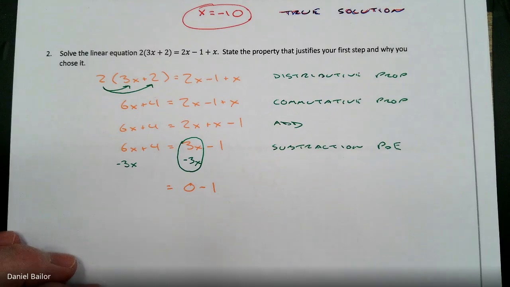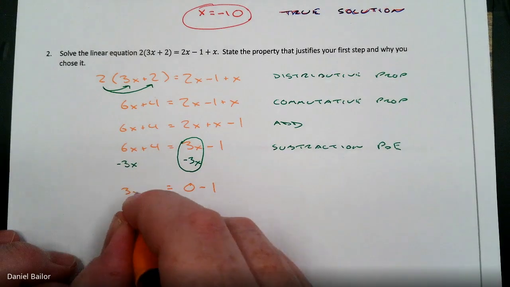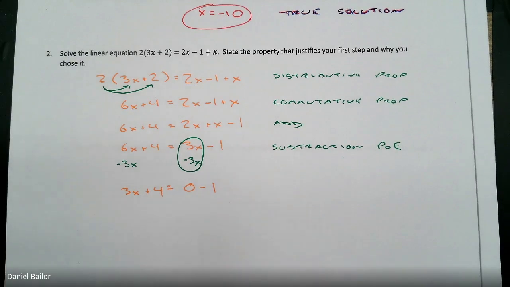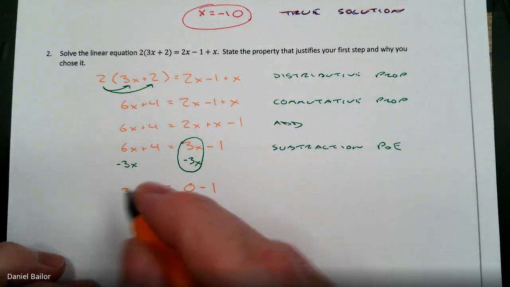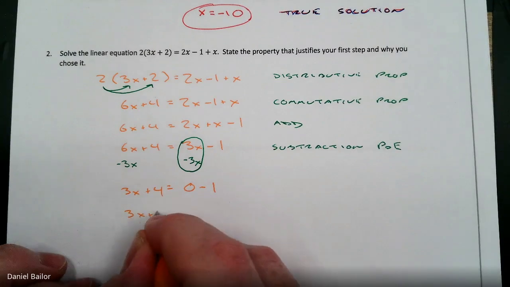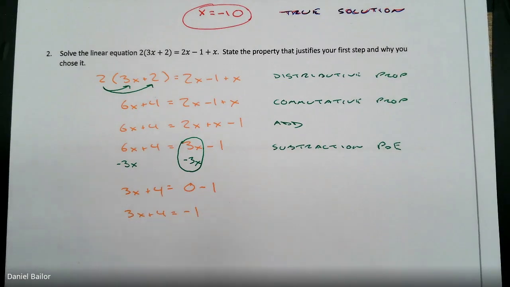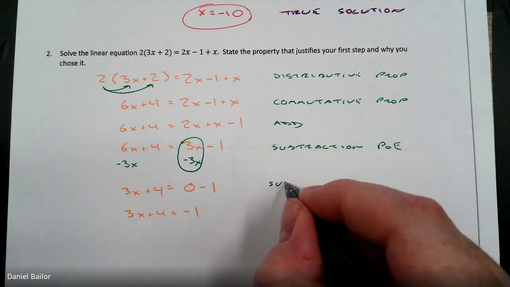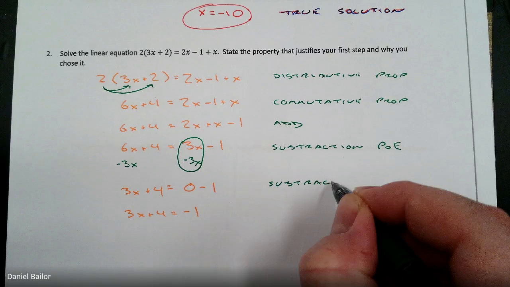So 6x minus 3x is 3x. So now I have 3x plus 4 equals 0 minus 1, which is 3x plus 4 equals negative 1. So I just subtracted right here. This step was subtract, 0 minus 1.